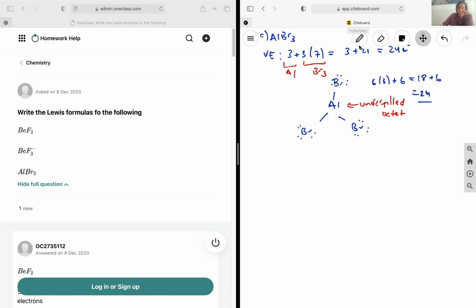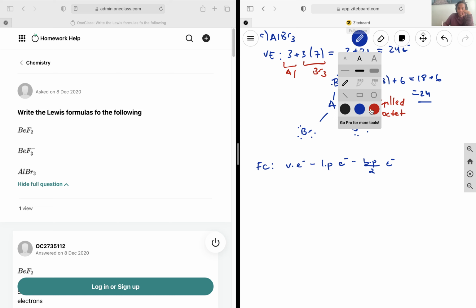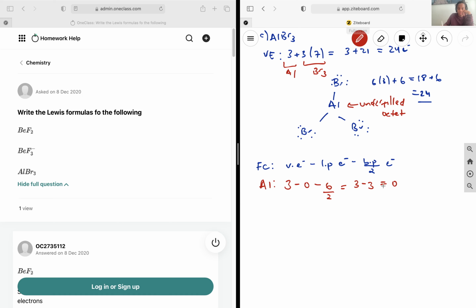Let's go ahead and count our formal charges. Let's just write down the formula very quickly. And so for our aluminum, that is going to be 3 minus 0 minus 6 over 2. And that's just 3 minus 3, which is 0. For our bromines, that is going to be 7 minus 6 on each of them, minus 2 over 2. And that's going to give us 7 minus 7, which is again 0.